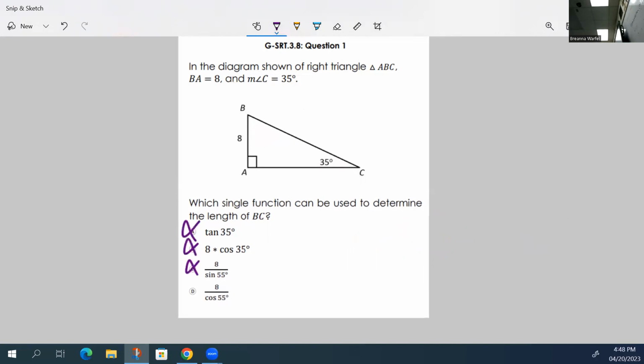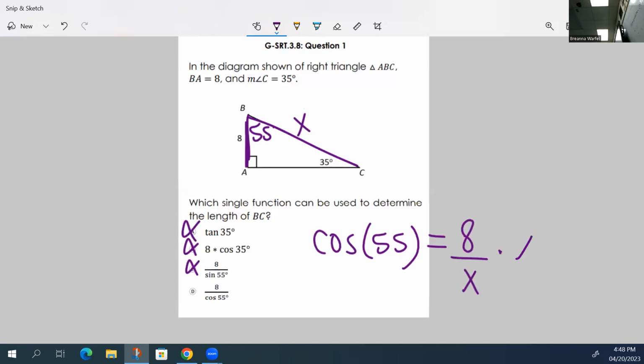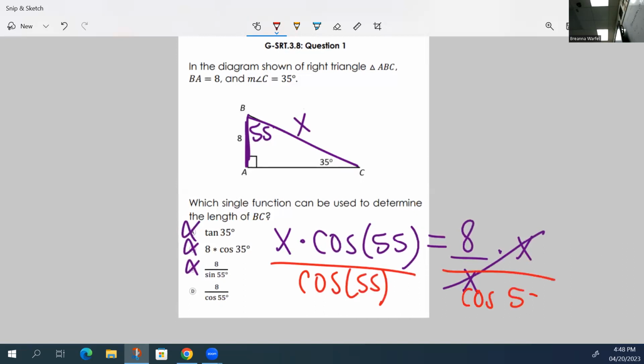So remember, this is 55. So it's talking about 8 divided by cosine of 55. So you're using cosine. Cosine of 55 is adjacent over hypotenuse, so we do get our 8 in there. 8 over, we're going to call BC x. Then you multiply by x on both sides. That cancels. And the only way for you to get x by itself is to divide by cos of 55 on both sides. And that is exactly what you get. So your answer is D. Remember, use your notes. Okay, it's been a minute since you've done this.